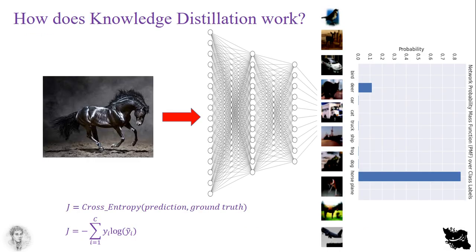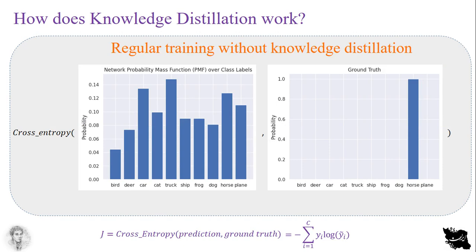In regular training of neural networks for classification tasks, the input is passed to the model and the model projects a probability distribution over the class labels. Neural network weights are tuned by minimizing the cross-entropy loss function. The cross-entropy loss function forces the probability distributions produced by the model to get closer to the ground truth, which is another probability distribution over class labels.